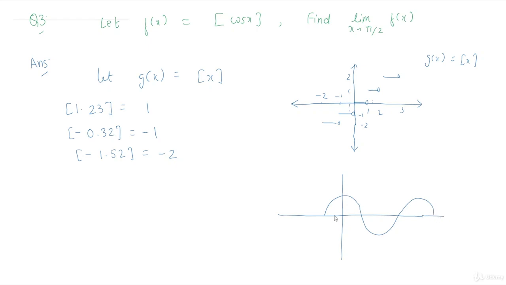This is 0, this is pi by 2, this is pi, this is 3 pi by 2, and so on. And this is minus pi by 2, right? This y coordinate is 1 and this y coordinate is minus 1, since cos x will always range between minus 1 and positive 1.